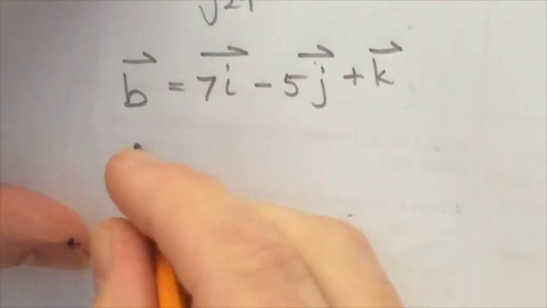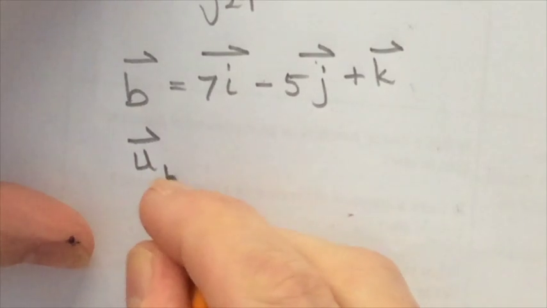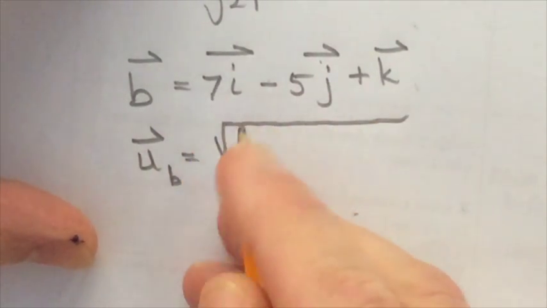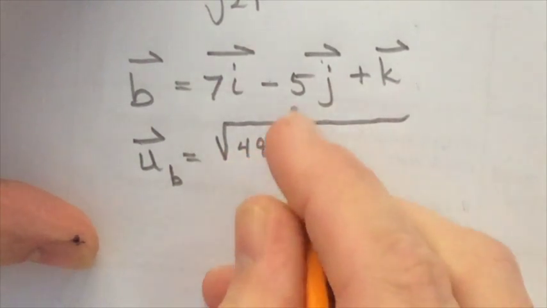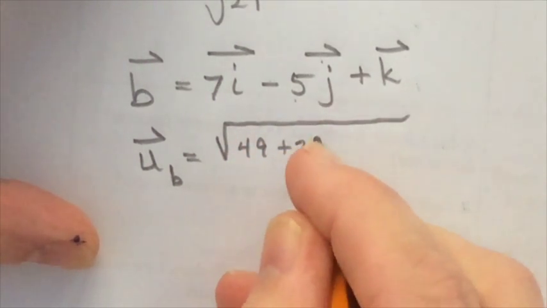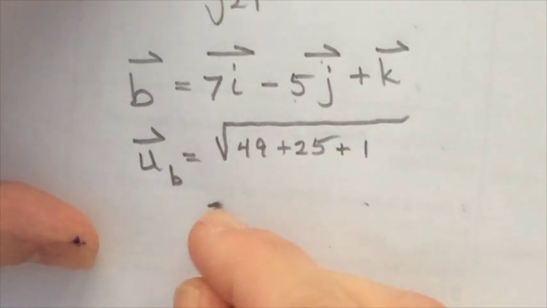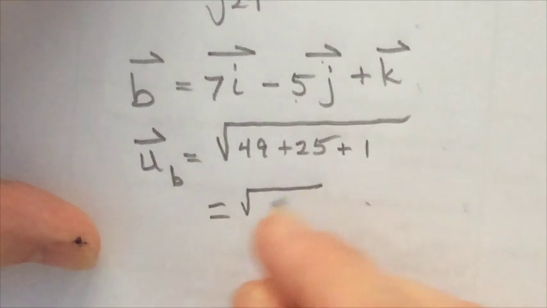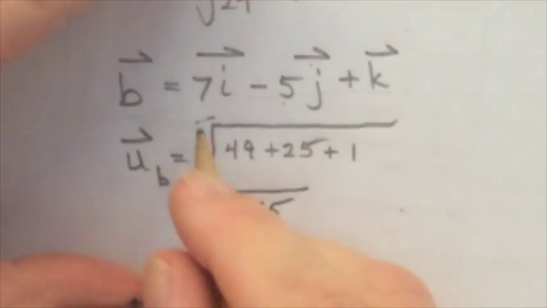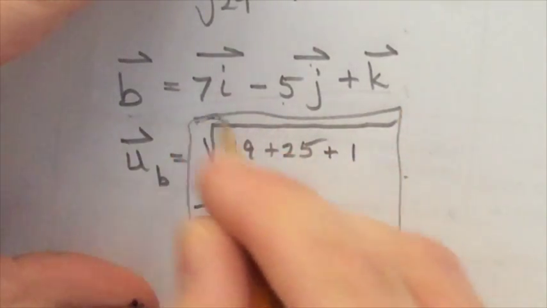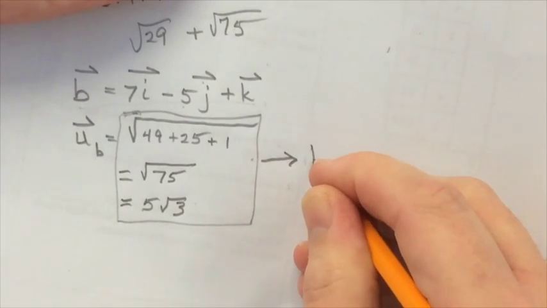Now, as for the unit vector, in order to get the unit vector of B, we need the magnitude of B. What we're looking for is a vector in the direction of B that has a magnitude of 1. And in order to find that, we've got to get the magnitude and then go back and use that magnitude to divide the original vector B in order to get a vector that has a magnitude of 1.